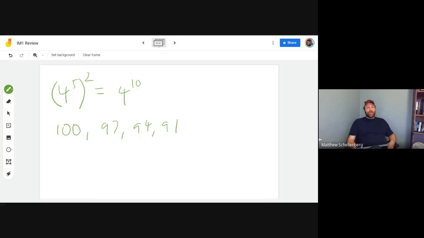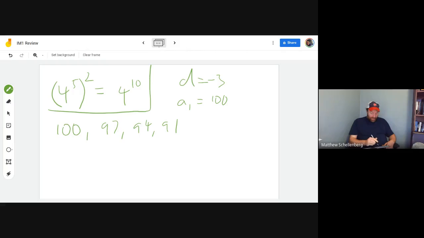And so they want to know, can you make an equation for this sequence? You might already know that your common difference is -3, right? It's going down by 3 each time. And you know that your first term is 100. And so can we make an equation out of that? Yes, we can.